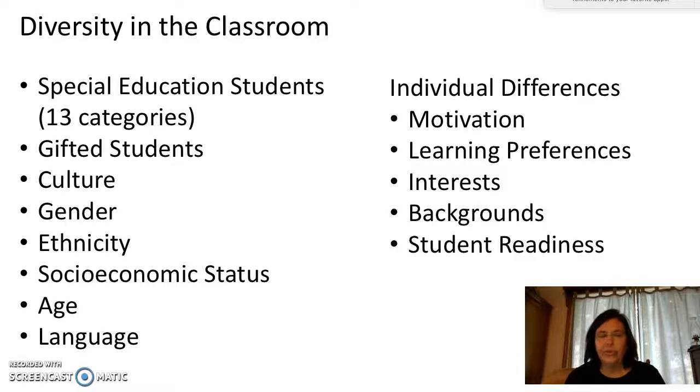Diversity in the classroom. This includes many students. It includes special education students in 13 categories, gifted and talented students, students with differences in culture, gender, ethnicity, socioeconomic status, age, and language. It also includes students with individual differences in motivation, learning preferences, interests, backgrounds, and student readiness.